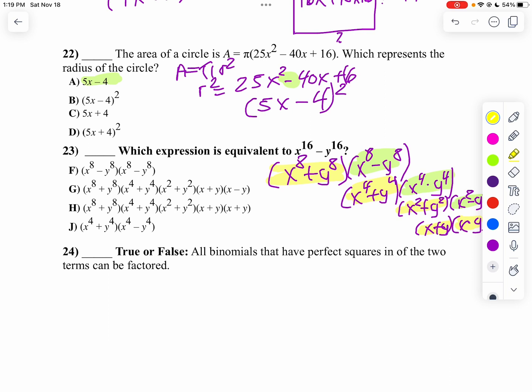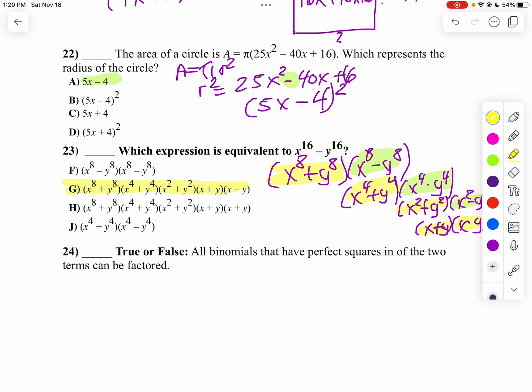Now, let's look at our choices. We can definitely see F is not the right choice. G, x to the 8th plus y to the 8th, x to the 4th plus y to the 4th, x squared plus y squared, x plus y, x minus y. So the correct answer is going to be G. H is close, but they did the x plus y twice, and then J doesn't go far enough.